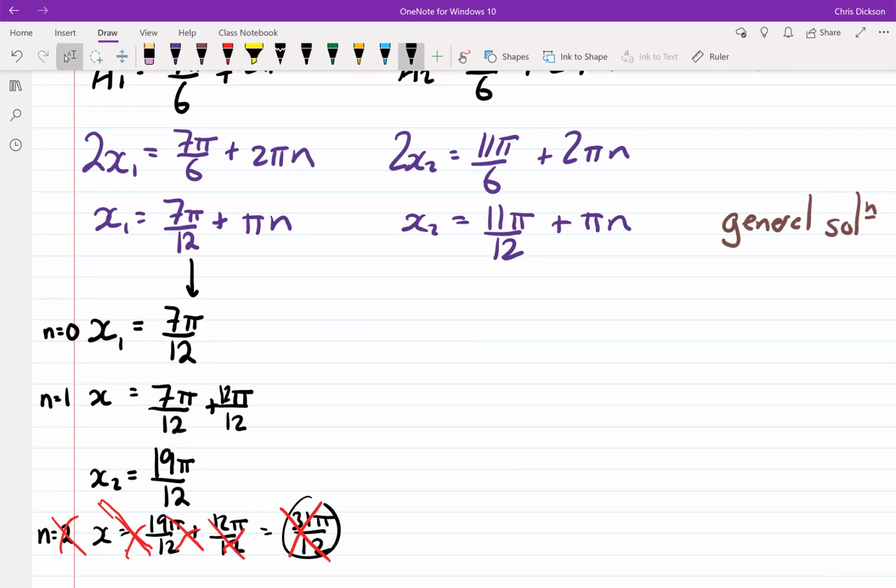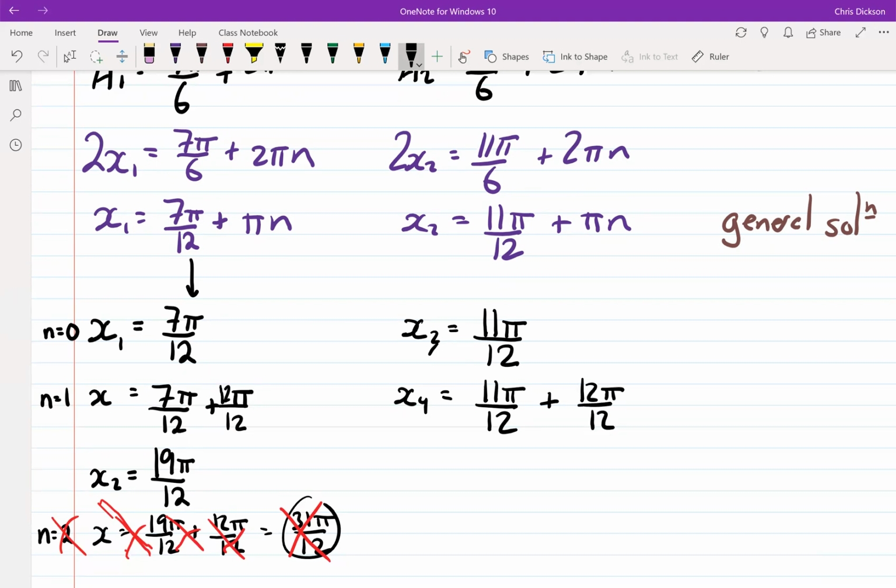Now the other answer, though, I could work with is the other general equation here. I could say, well, let's make n 0 for that equation, which means I'd have 11 pi over 12 plus 0. So I get 11 pi over 12. And then I could do another equation, which would be 11 pi over 12 plus 1 pi, which is 12 pi over 12. And that gives us 23 pi over 12. Notice that's almost 2 pi, like you're almost past your 2 pi. So if I added another period here, I would be past 2 pi.